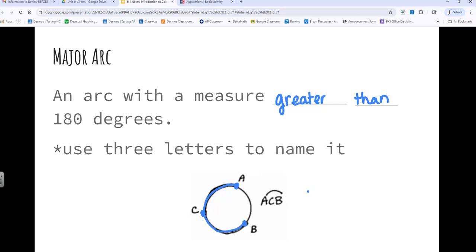Or you could name it BCA. It doesn't matter whether you start with the A or the B, but the C does have to be in the middle there to let you know that you always want to start in the order that it is and go in that direction. Right there. So these are more than half of the circle.